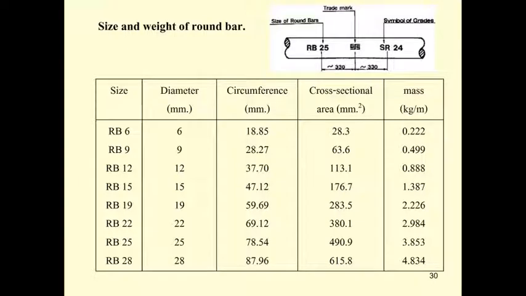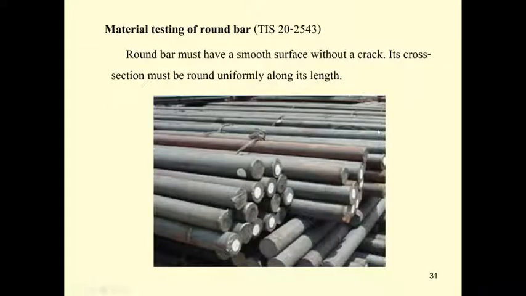You have to check the diameter when you sink it. There's going to be some allowable tolerance for this. You have to check the weight of it. And this slab bar must follow the TIS 20. The slab bar must have a smooth surface without cracks, and the cross section must be round and uniform along its length.